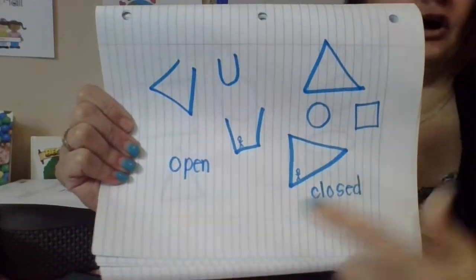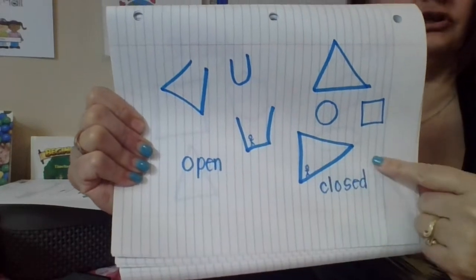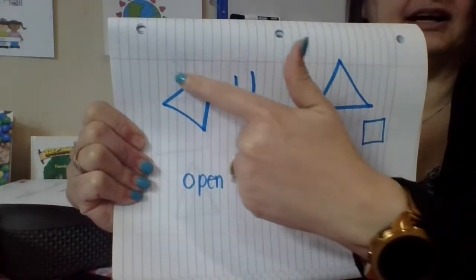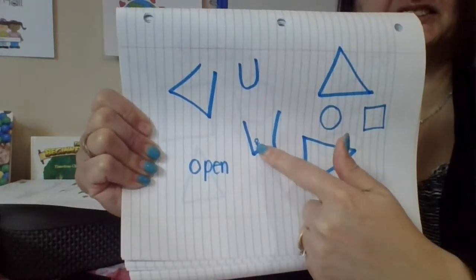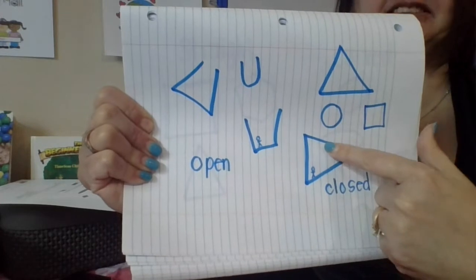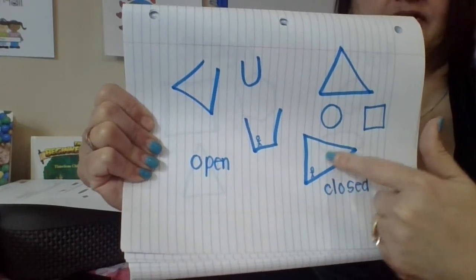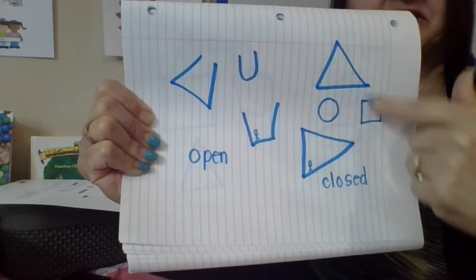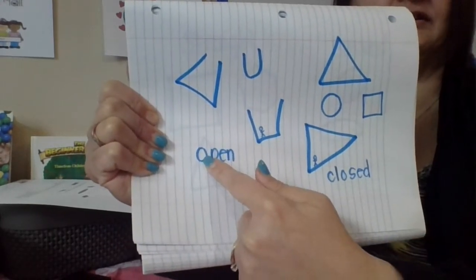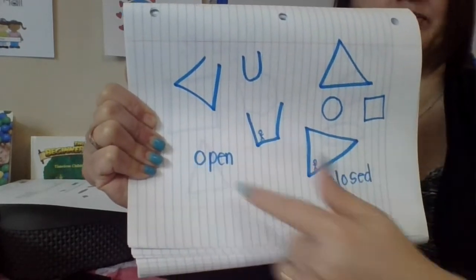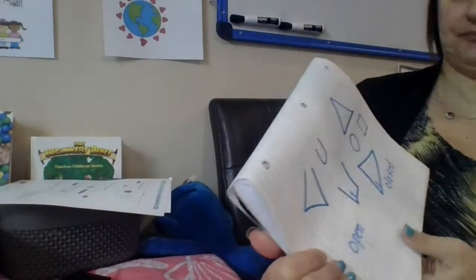Shapes can be open or closed. An open shape looks like it's missing a side, one of the walls. If I was inside an open shape, I could just walk right out. If I was inside a closed shape, I could not get out. It would have all the walls. I would be trapped inside. Open, closed. Say it. Open, closed.